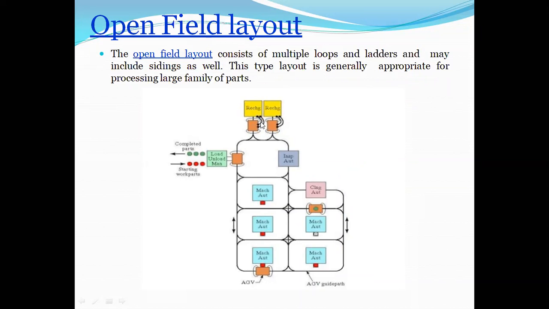These are like charging stations. Charging may be given to the machines, or to the material handling system, or to the different conveyor belts if they are there in the workstation. Usually a battery charging operation will be there. So this is about the open field layout.